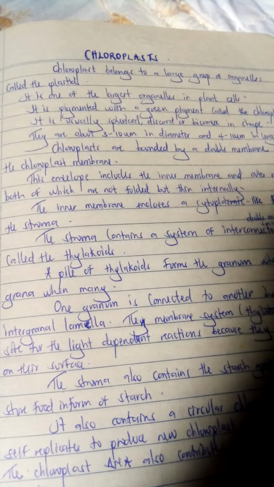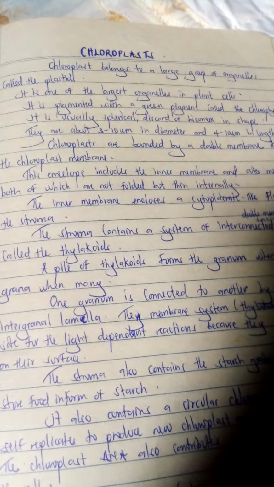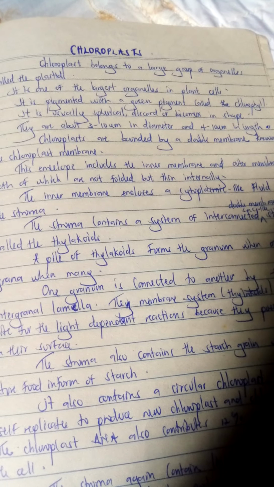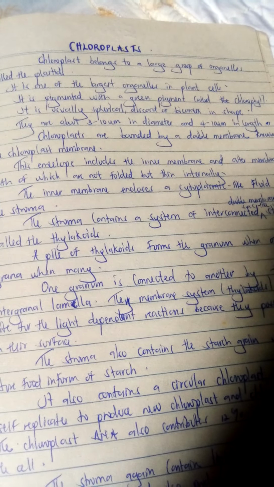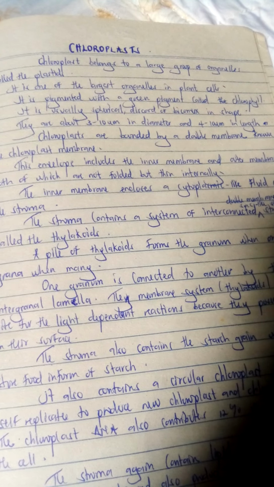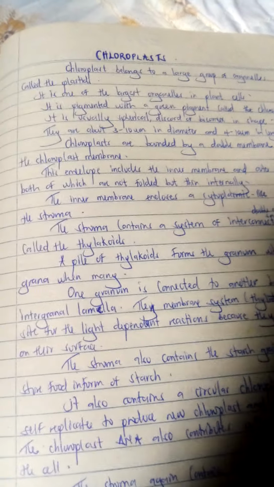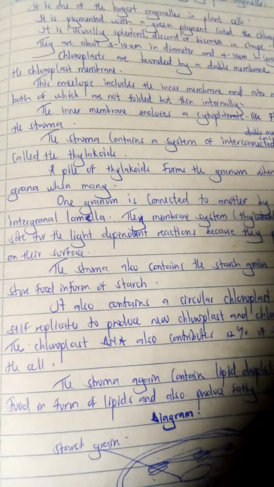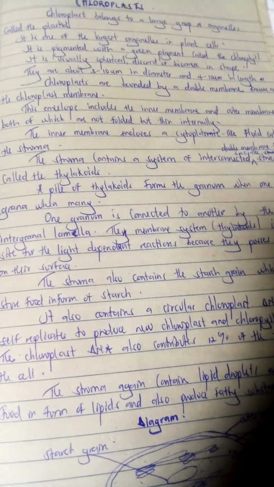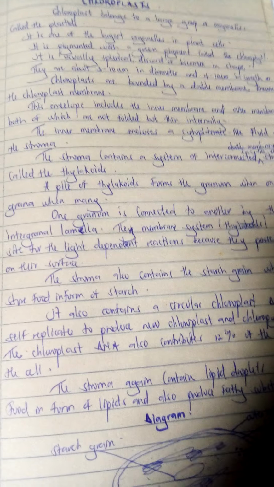As we have said, the chloroplast belongs to a large group of organelles called the plastids. It's one of the largest organelles in plants. As you can see, it's pigmented with a green pigment called chlorophyll. It is usually spherical, discoid, or biconvex in shape. They are about 3 to 10 micrometers in diameter and 4 to 10 micrometers in length.